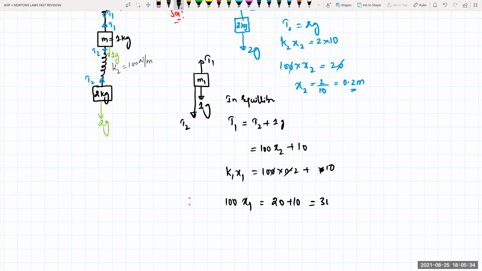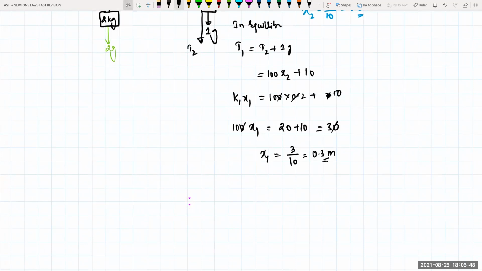That means this will become 30 for me. This 0 will get cancelled. So x1 will be equal to 3 by 10. That means that will be equal to 0.3 meters. Okay? Yes, sir. Let's go. One more example today.